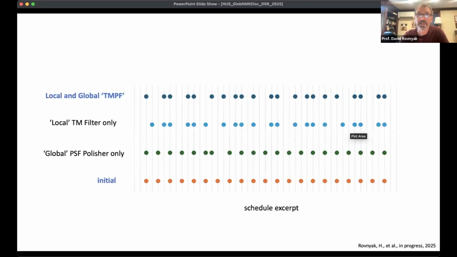Just to kind of illustrate what it's doing, if you take an initial schedule like the perfect repeat below, which is an excerpt of a schedule, actually, pardon me, that's important. The PSF polisher by itself focuses on global issues. So it sees something's a little wrong, but it only fixes one point. The TM filter immediately recognizes the issue and fixes it. And then if we apply them in series, it takes the result of the TM filter, contextualizes it with the rest of the schedule, and makes a couple more tweaks, and we have our final excerpt.